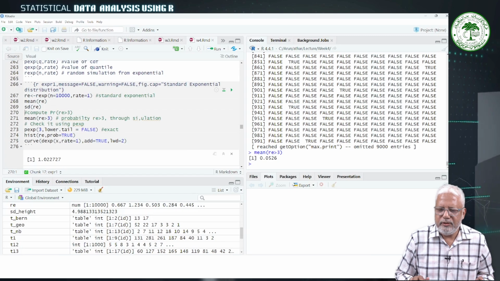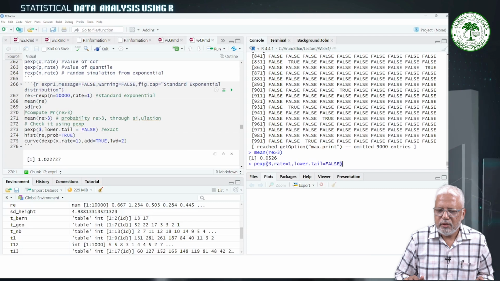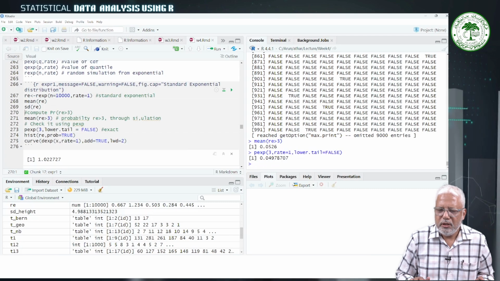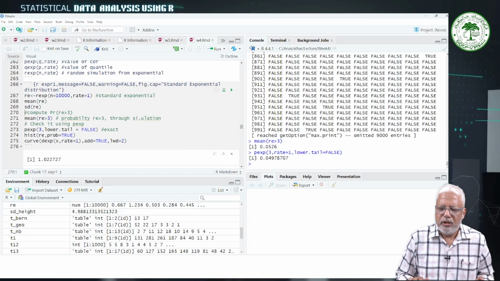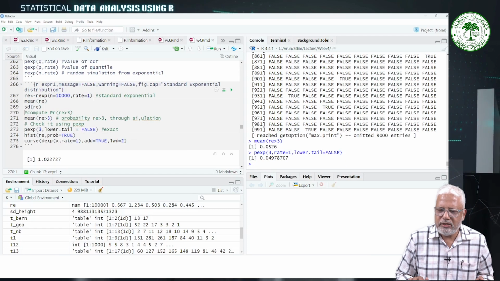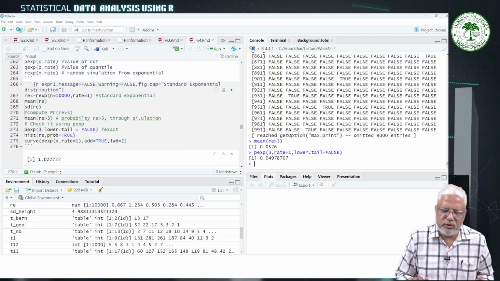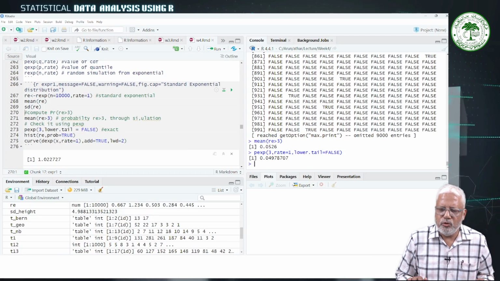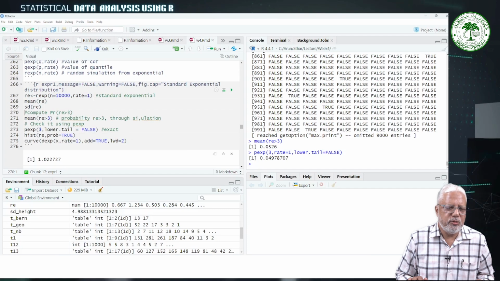It is 0.052, whereas with pexp it is 0.049. So, the exact value is 0.04978, and on the basis of simulation it comes out 0.0526. So, both are in close agreement. That means our simulation is correct.